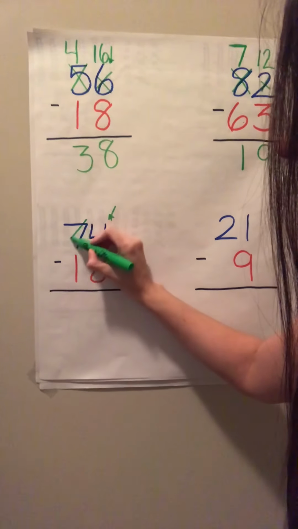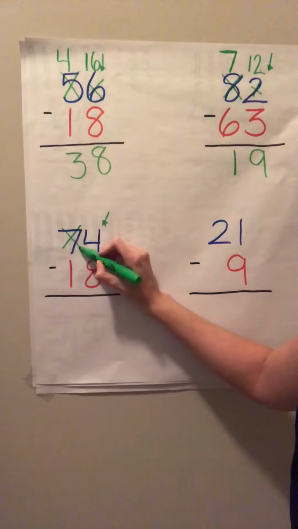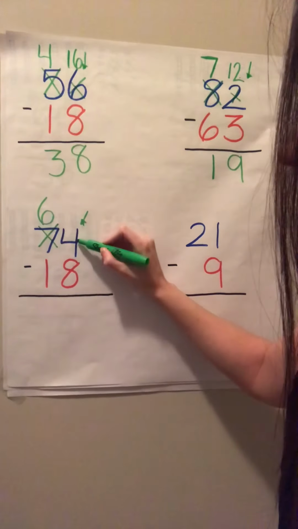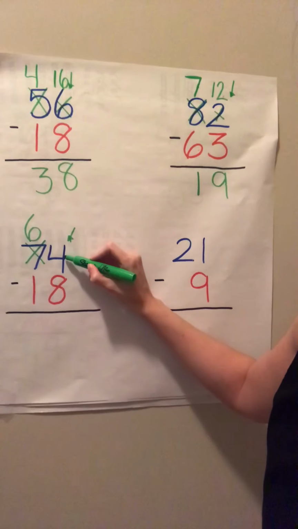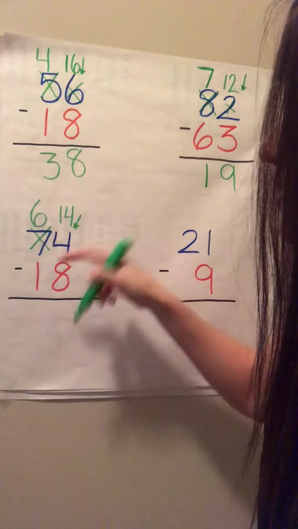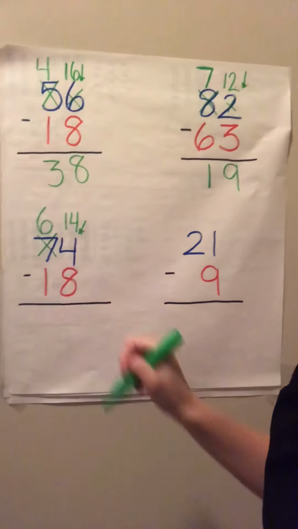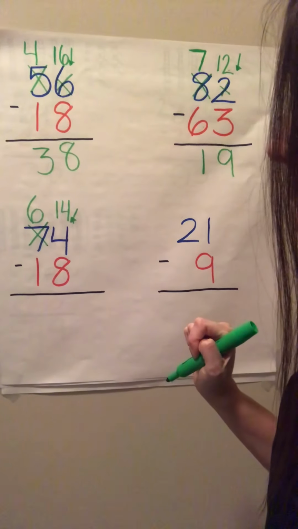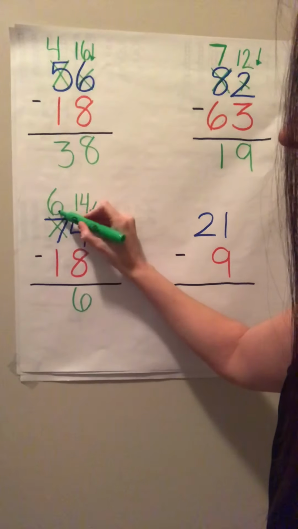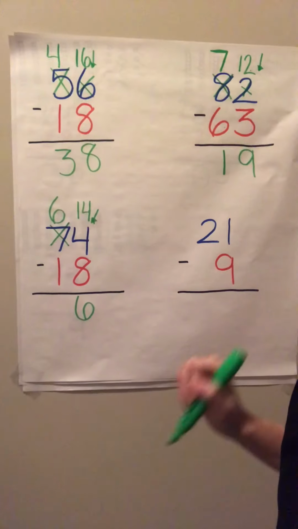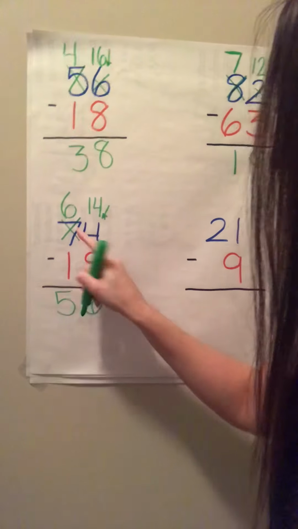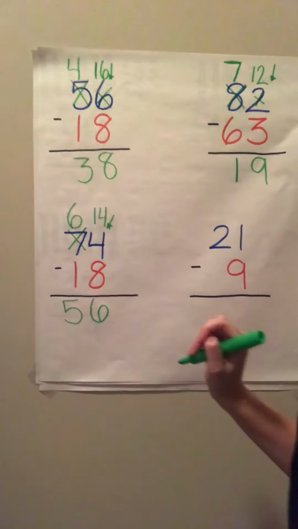So I come to my tens. I cross my 7 out, and if I take 1 away, I'm down to, right, 6. But now I need to add that 10 to my 4. So 4 and 10 make how much? Right, 14. So 14 minus 8 equals, right, 6. Now we go next door. We have 6 minus 1. So if I have 6 and I take 1 away now, I'm left with, right, 5. So 74 minus 18 equals 56.